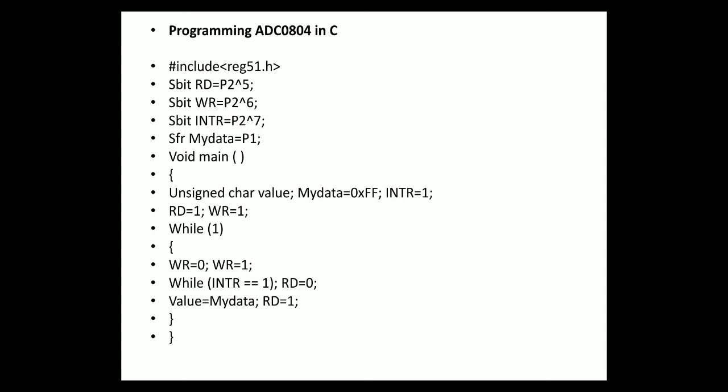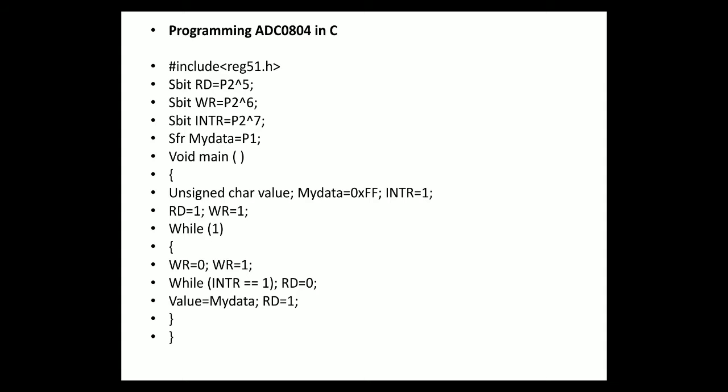What I can do very simply is that value is equal to my data. If INTR continues to be 1, then RD will be at 0. Understood this point? Okay. And then I get a value. Value is equal to my data. So whatever is on port 1, that will be stored in the form of value. And then I set RD equal to 1. So that is the C program that has been written.